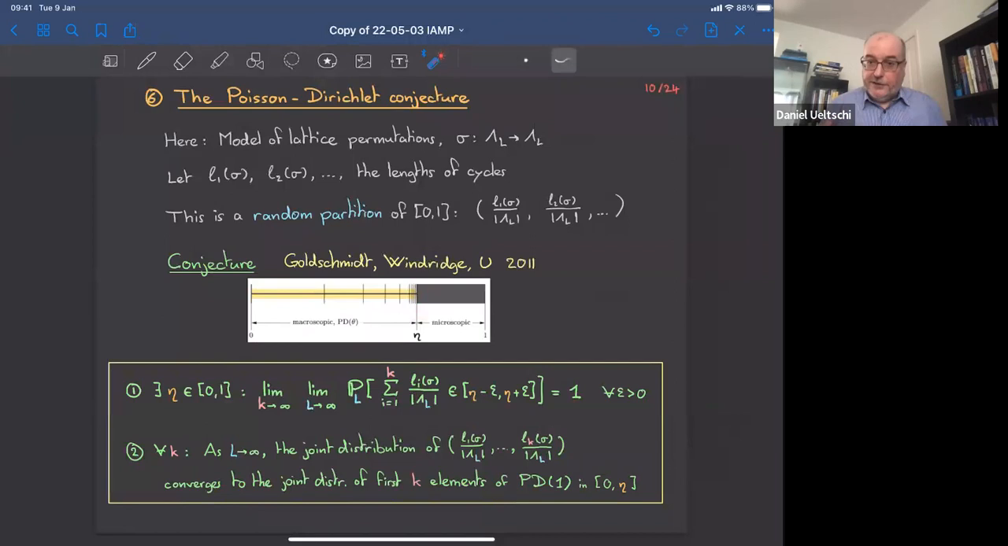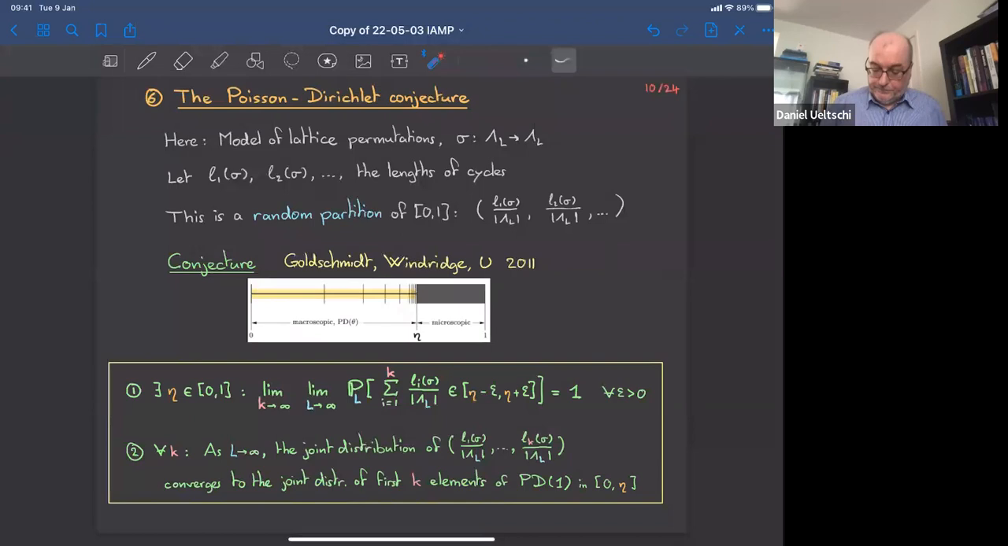So this is the first part, namely that if we look at the mass of long cycles or long loops, it is almost surely equal to some precise number. And the second part is that on this part, we have a Poisson-Dirichlet distribution. So one way to formulate the conjecture is that if we look at this random vector over here, but we truncate it to this k, so we look at the first k, then this converges in distribution to the first k elements of Poisson-Dirichlet of parameter 1.